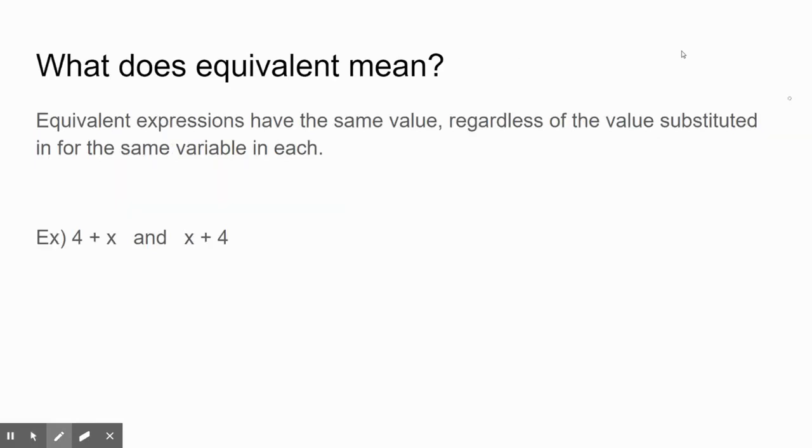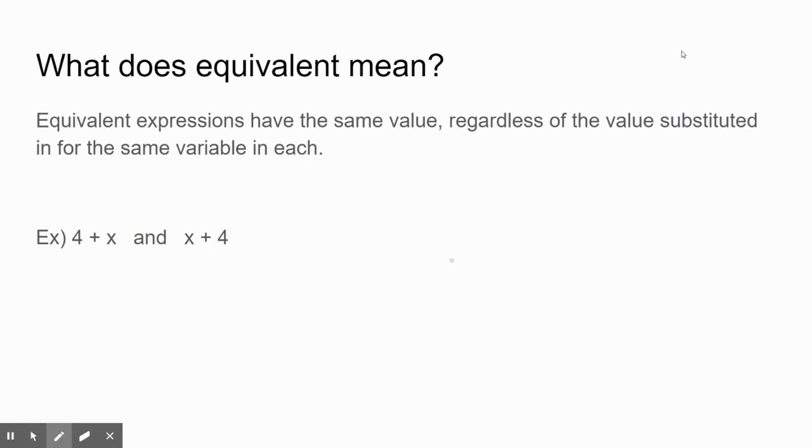So what does equivalent actually mean? If you're not familiar, equivalent expressions have the same value regardless of what value is substituted in for the same variable in each. That's a really fancy way of saying after you do your substitution, they should give you the same value. So for example, we've got two expressions here.